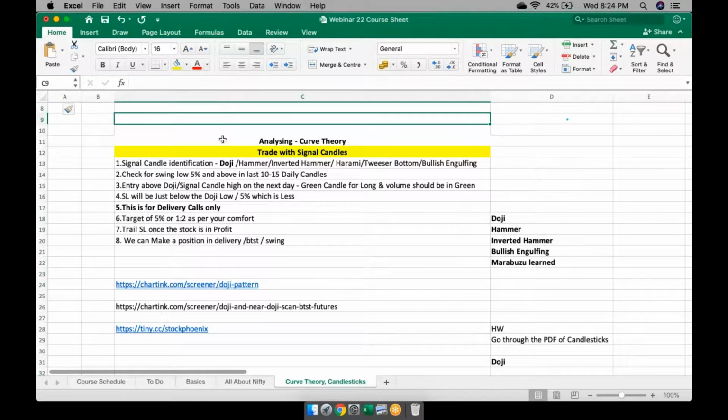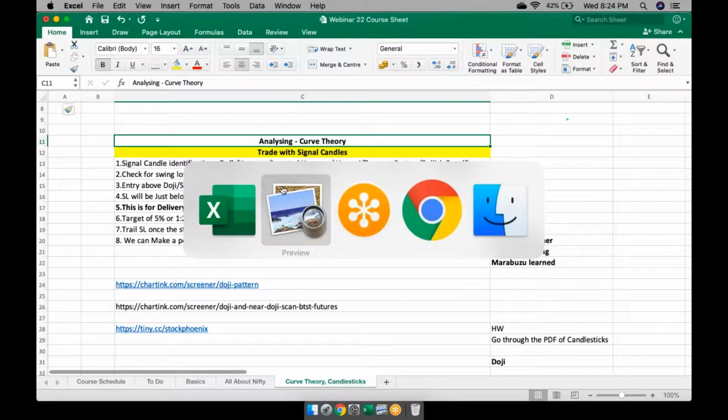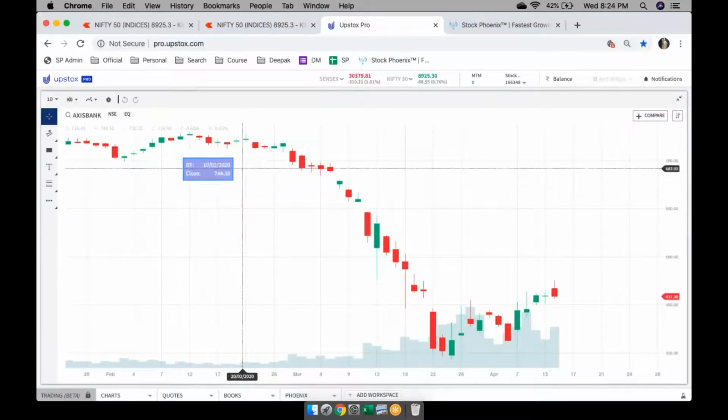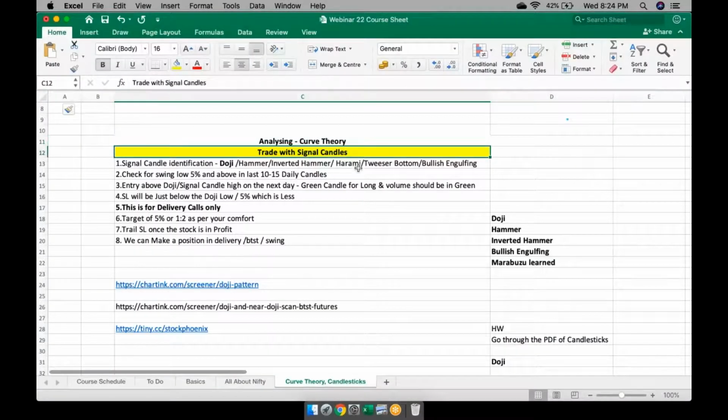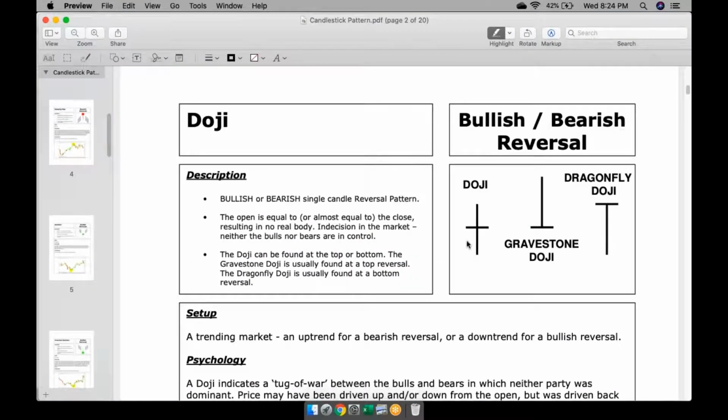Okay. So the first point of identification is analyzing the curve theory. So, trading with signal candles. What are signal candles? These are all called signal candles, whether it may be a doji or a bullish engulfing. Other different candlestick patterns we are going to study later. With these candlesticks, how we are going to trade, how to execute, where to put stop loss, how to trade only with candlestick patterns. That is what we are going to learn today.